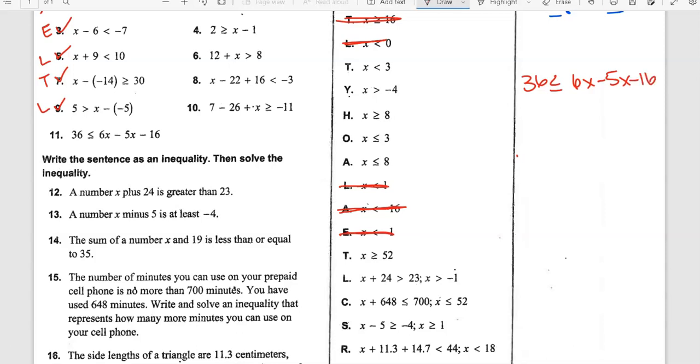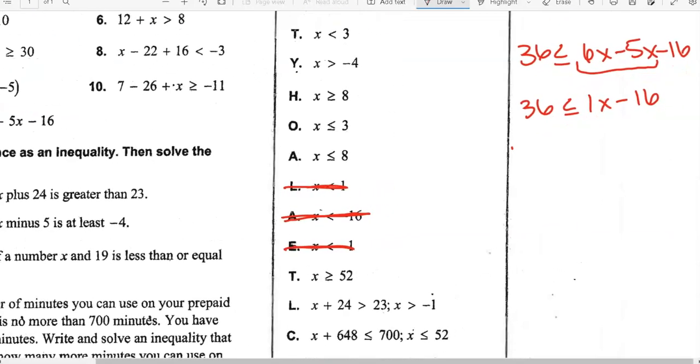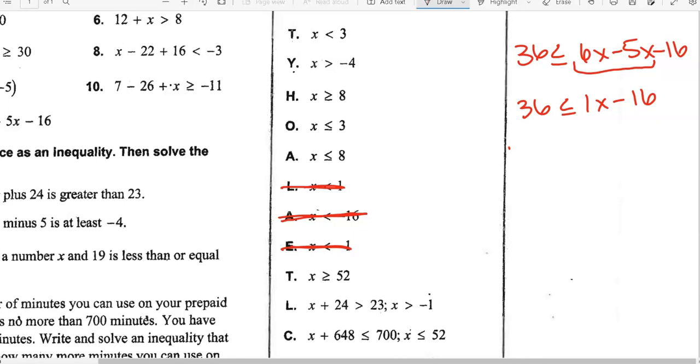Okay, so when we combine like terms, what are you referring to? Yeah, good. The 6x and the negative 5x. What is 6 minus 5? 1. Okay, tell me what to do next. Plus 16. Am I going to change my sign? Nope. So 36 plus 16, I believe that is 52, is less than or equal to x.